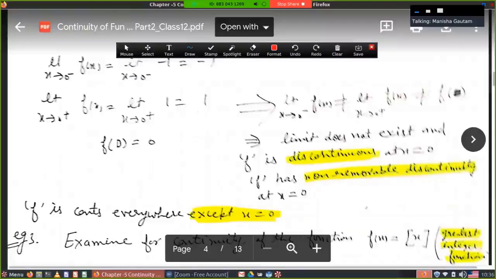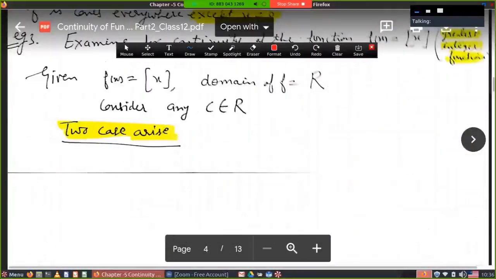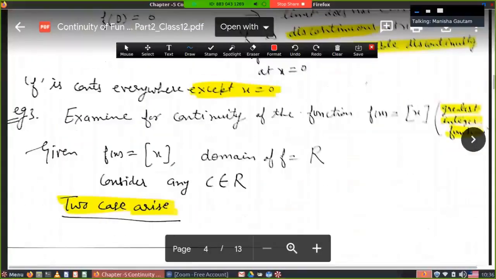It is written as it is in there, and this is a non-removable discontinuity. Now the next question, it's a very good question: examine the continuity of the greatest integer function. The greatest integer function f(x) is equal to the greatest integer of x, and the domain of the function is all real numbers.